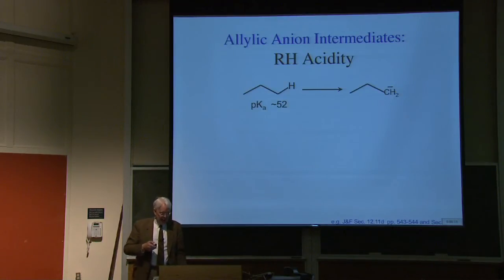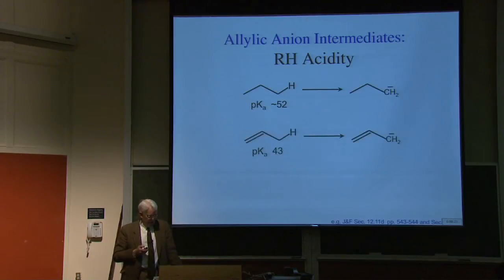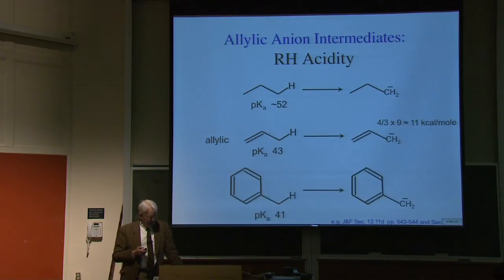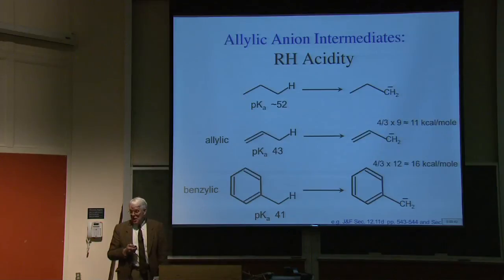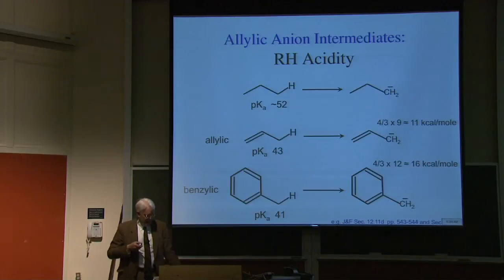Now let's look at the allylic anion, and that's easily done by looking at the acidity. So we have a pK of something like 52. It's hard to measure for that, but if it's allylic, it's 43, right? And that's helped by 9 powers of 10, or about 11 kilocalories per mole of stabilization for losing that proton at equilibrium. And if you have a phenyl ring there, it's benzylic. And now it's even more so, about 16 kilocalories per mole. So again, having these pi things where they can overlap with the anion that's being formed is very favorable, on the order of 10 or 15 kilocalories per mole.